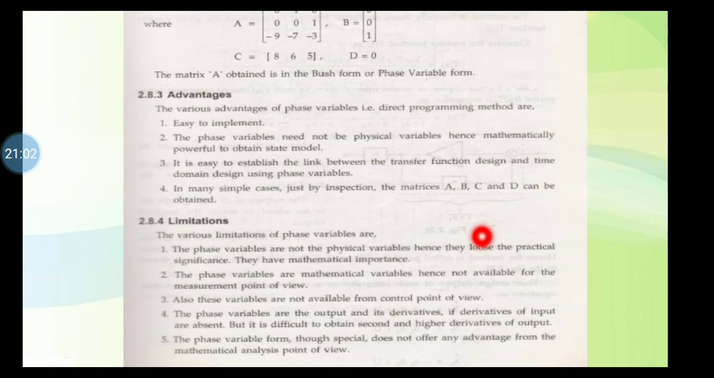Okay. Next we will go for limitations. The various limitations of phase variables are: 1.